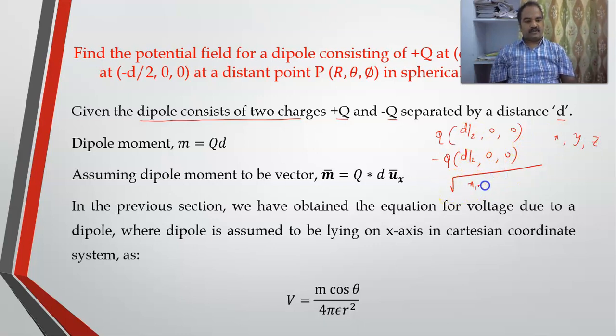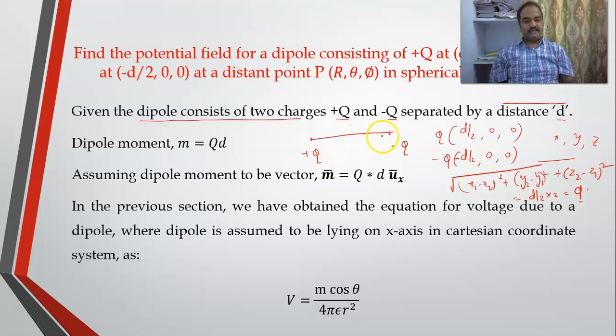You know the distance between these two is the square root of (x1 minus x2) whole square plus (y2 minus y1) whole square plus (z2 minus z1) whole square. If you substitute, this one is x1 y1 z1, this is x2 y2 z2. Sorry, this is at minus d by 2, right? So you will be getting d by 2 into 2, so it will be d. That's what I have mentioned here, separated by a distance d. So now the dipole is like this, plus q and minus q, lying on the x-axis and separated by a distance of d.